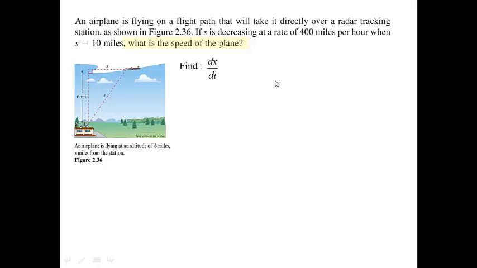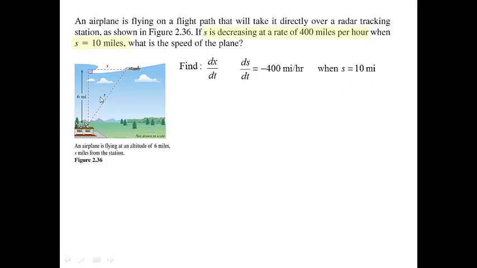And then the second thing you're going to do is write down all the information that's given to you. What are you given? You're given that S is decreasing at a rate of 400 miles per hour. So this S distance here is getting shorter by 400 miles per hour because the plane is flying towards the station, and this distance here is going to shrink. So since we're talking about velocity, it's going to have a negative sign on it because it's going to the left. You're also given S when S is 10.